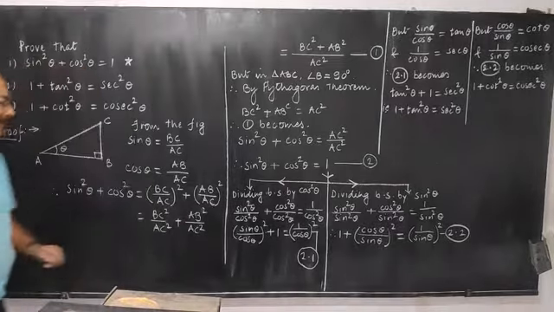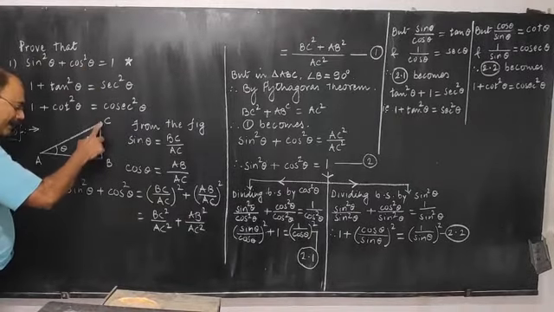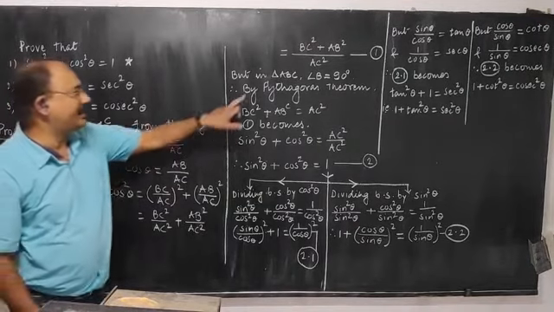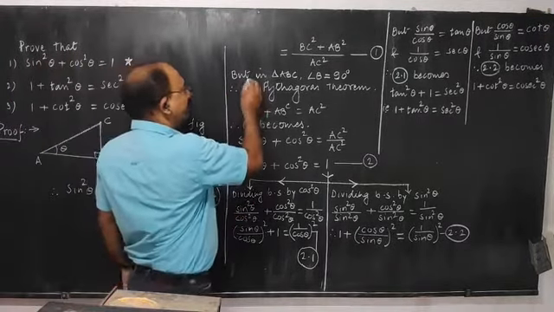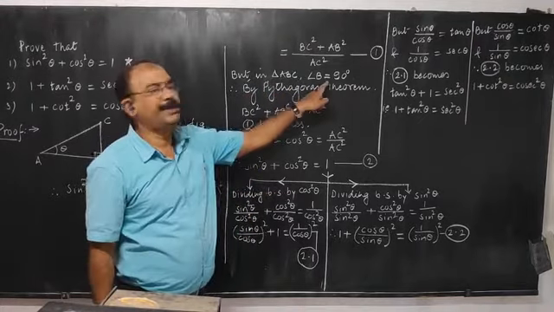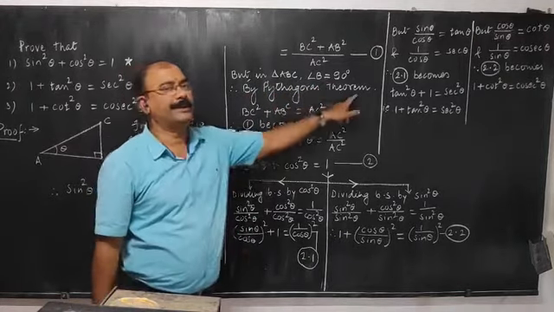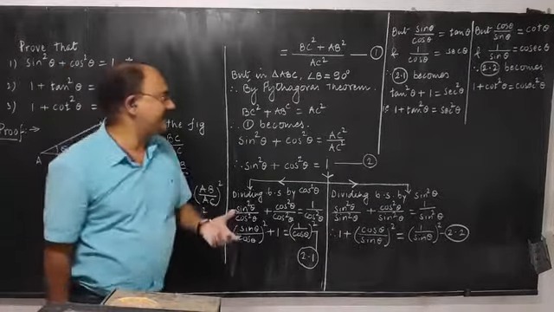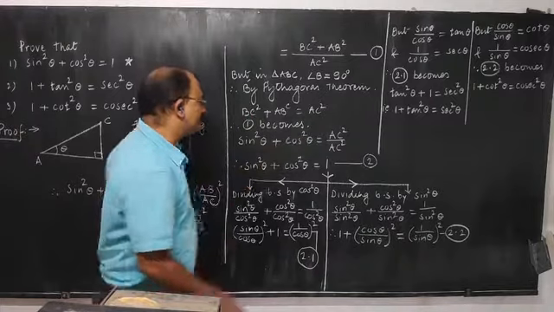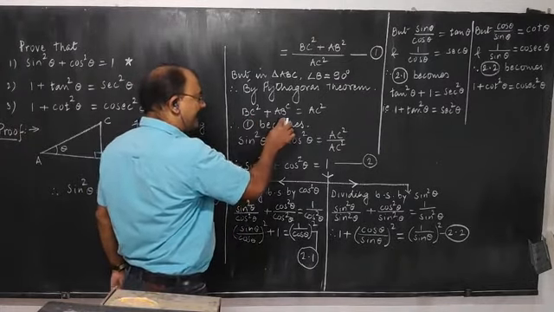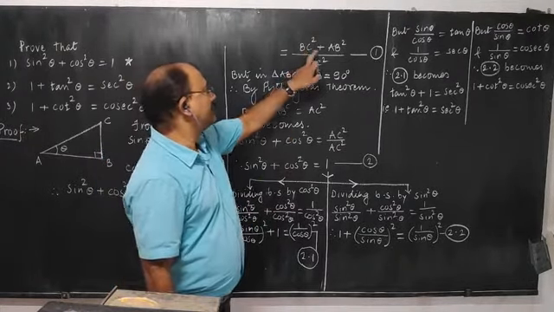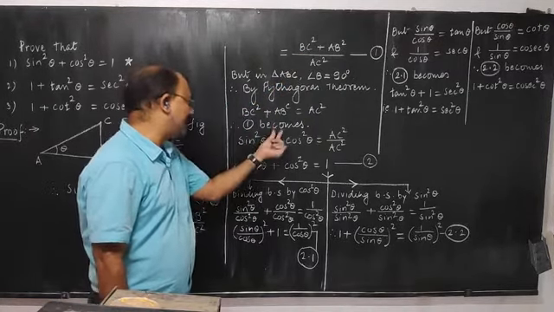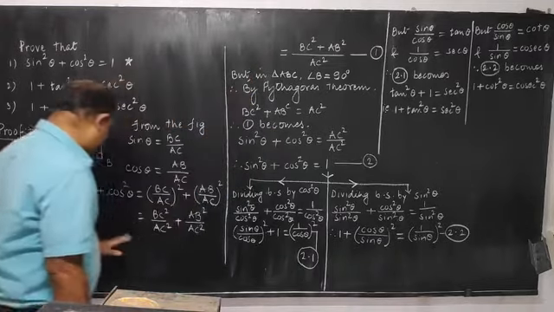Now let us go to the figure and observe. BC square plus AB square, by Pythagoras theorem, is equal to AC square. So that is what I have written. In triangle ABC, angle B is 90 degrees. Therefore, by Pythagoras theorem, BC square plus AB square will be equal to AC square. So in place of BC square plus AB square, we are going to write AC square. Therefore, equation 1 becomes, the left hand side of this is written this side.